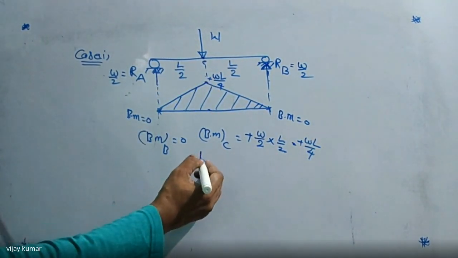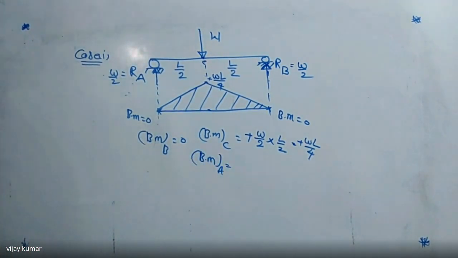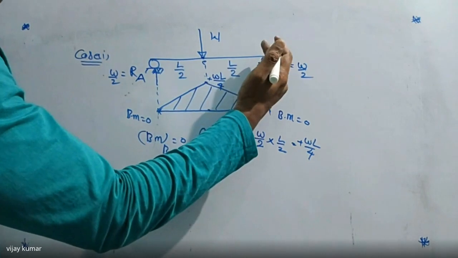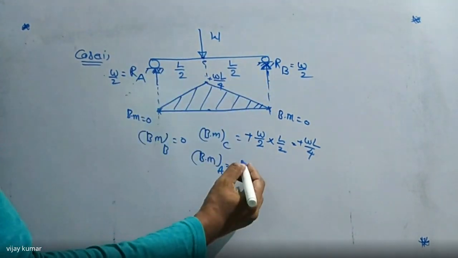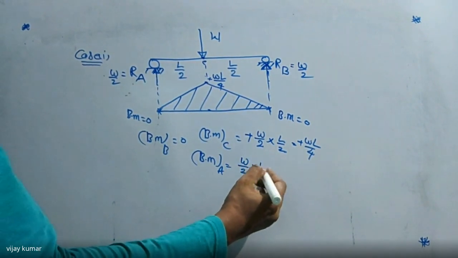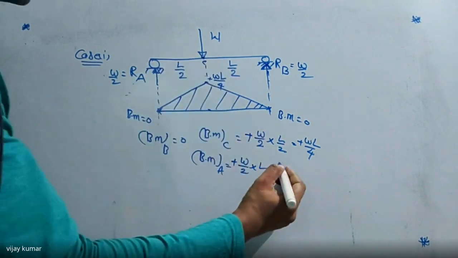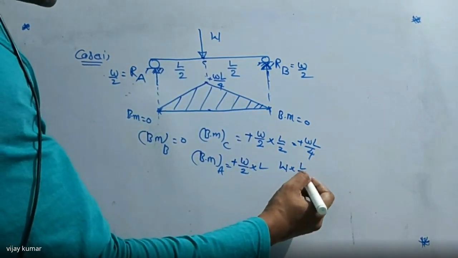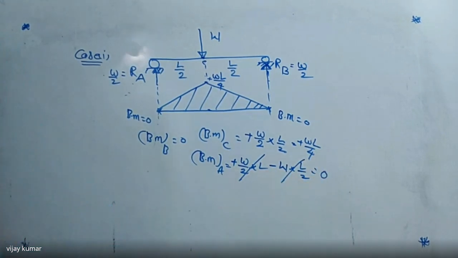Now I am writing here bending moment at point A. Now tell me, what is the bending moment at point A? This force into this distance, that is W by 2 into L, total length is L, which is positive, moving in upward direction. And this load W into how much? L by 2. It is negative. So these two are cancelled and equal to how much? 0. Are you clear now?